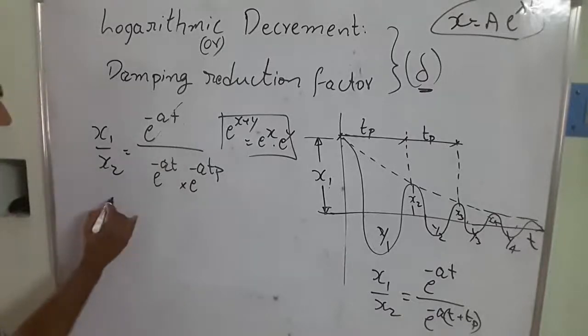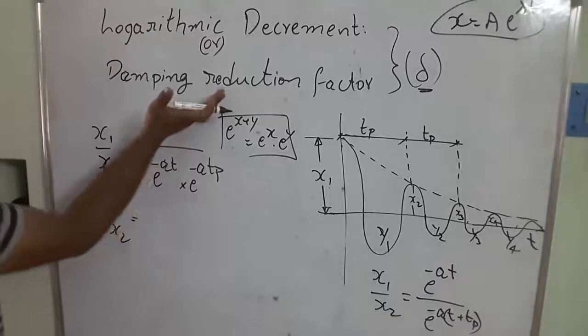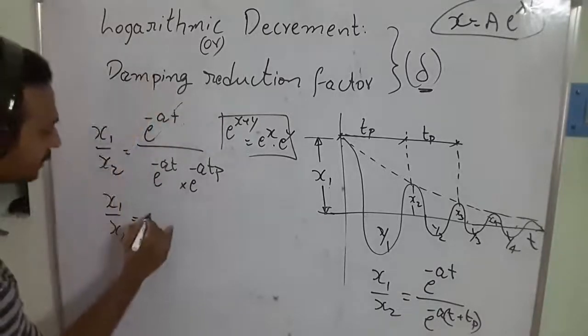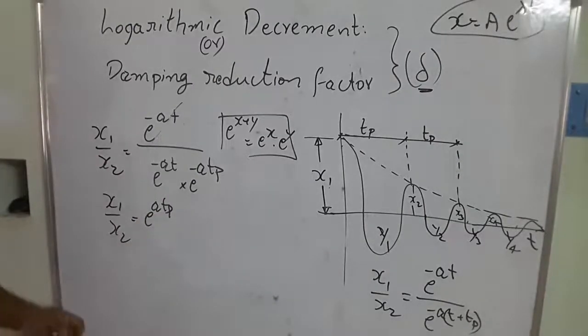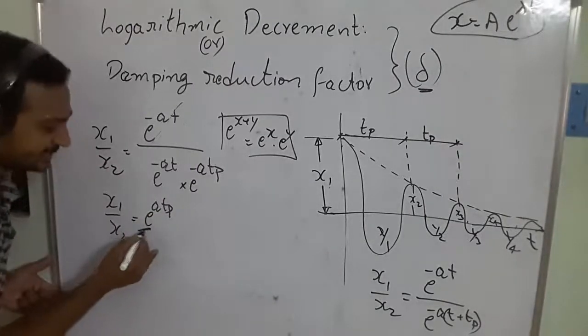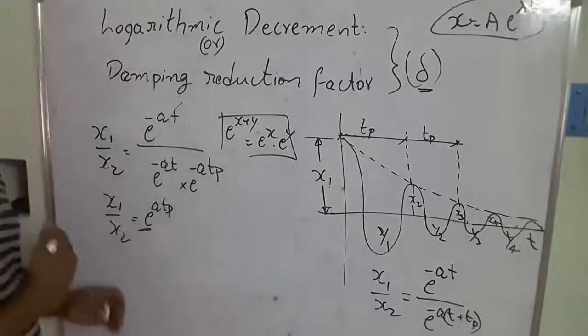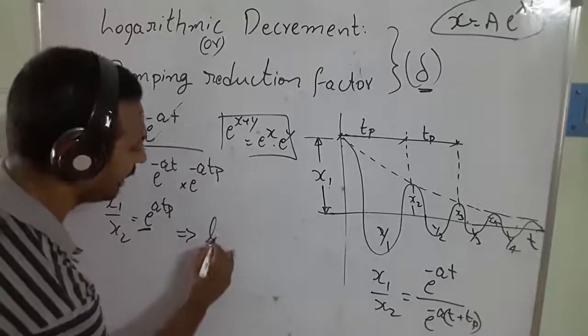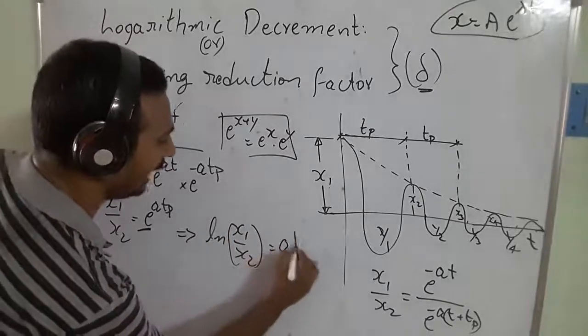Then finally we write x1 by x2 is equal to, taking this into the numerator, e to the power of a tp. Right? So then in the next step, I am taking the natural log, ln, on the left side of this equation, and I get ln of x1 by x2 is equal to a tp.